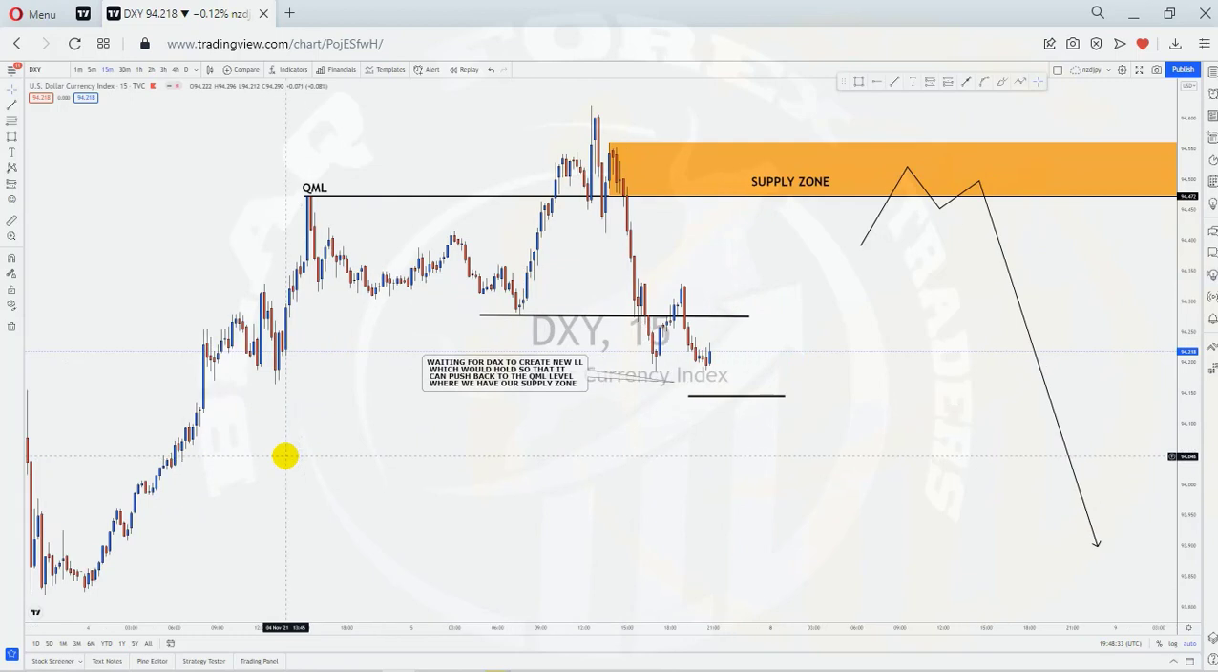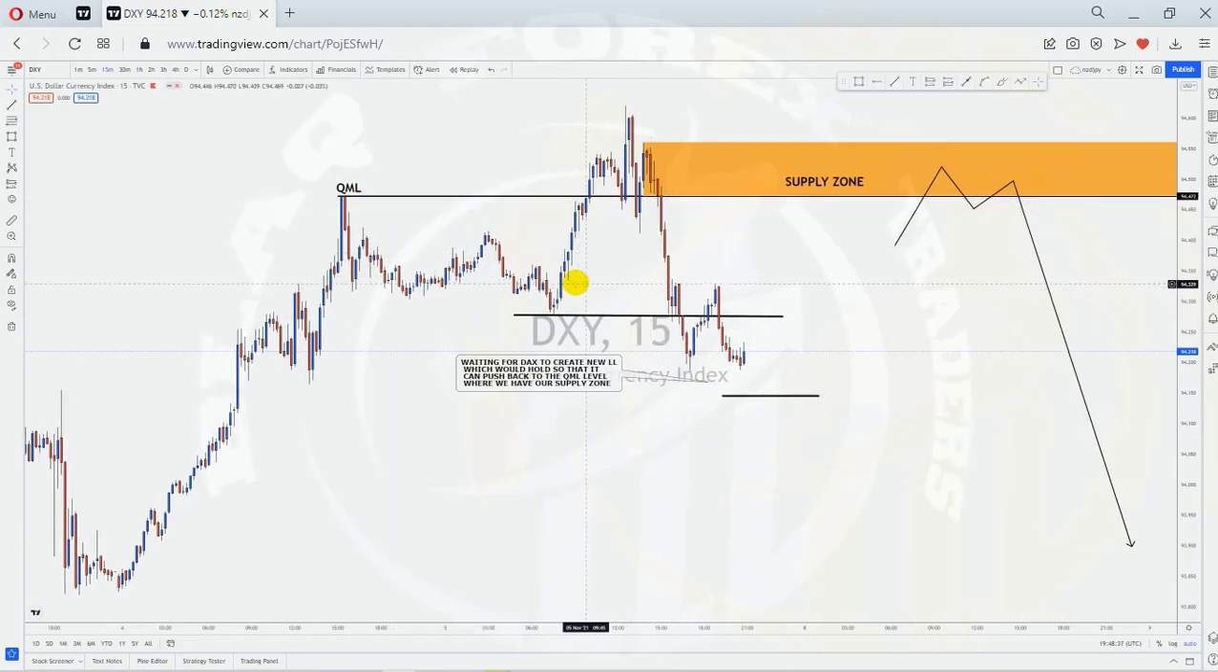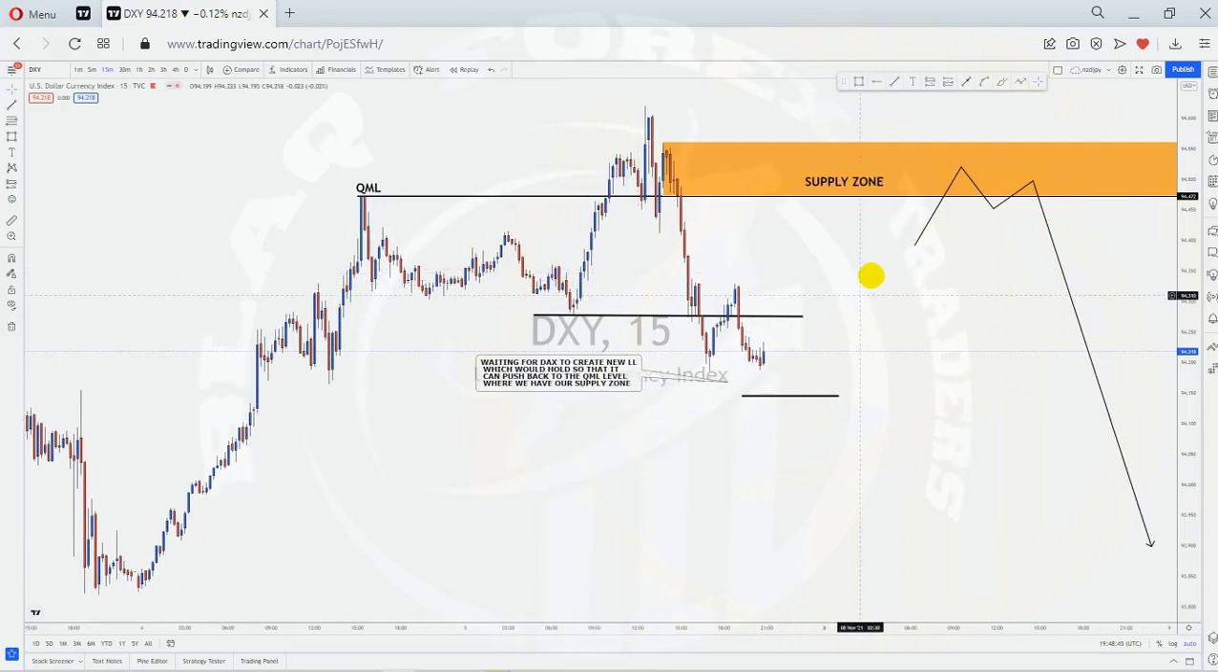As you can see here, I have DAX here, with something like a QML pattern. I already analyzed this one, so I didn't have time to remove it and start again. This is the pattern that I'm anticipating DAX to complete. Everything that I want is there.